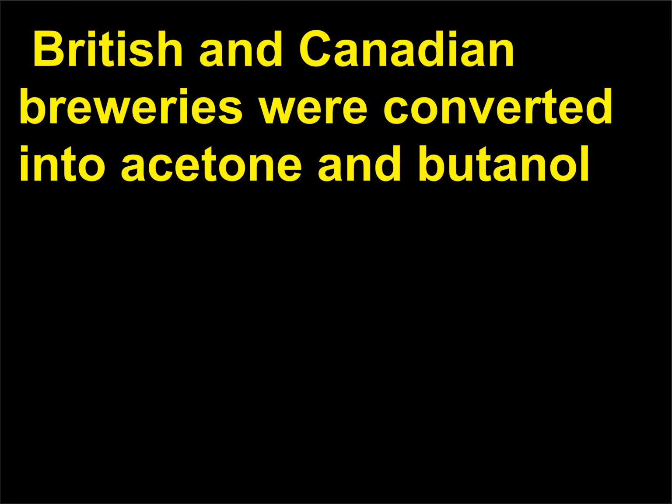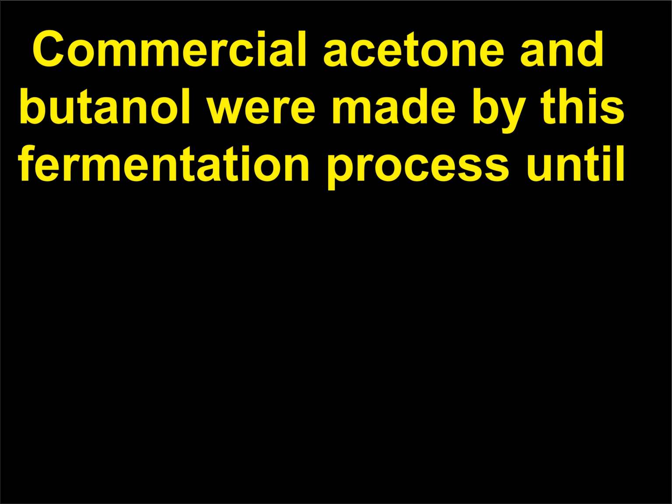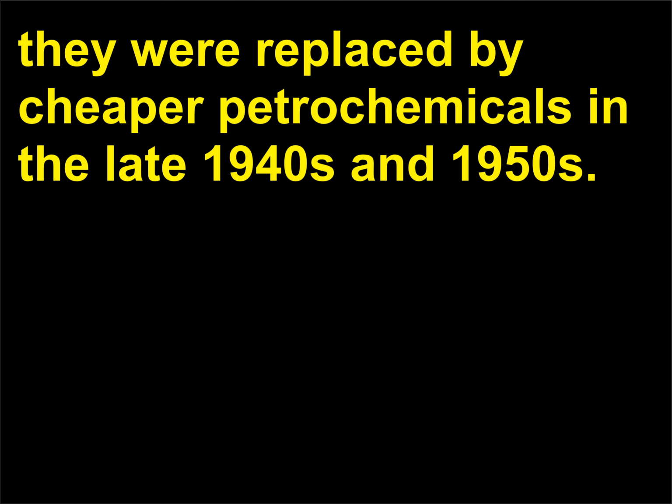British and Canadian breweries were converted into acetone and butanol factories until new fermentation facilities could be constructed. Commercial acetone and butanol were made by this fermentation process until they were replaced by cheaper petrochemicals in the late 1940s and 1950s.